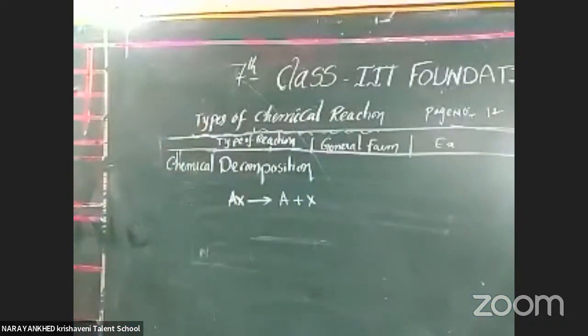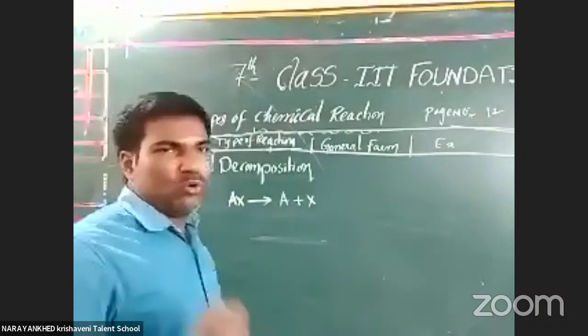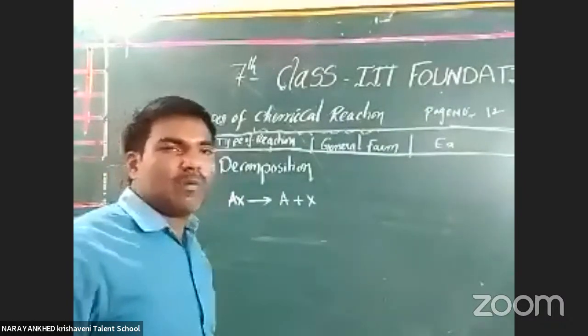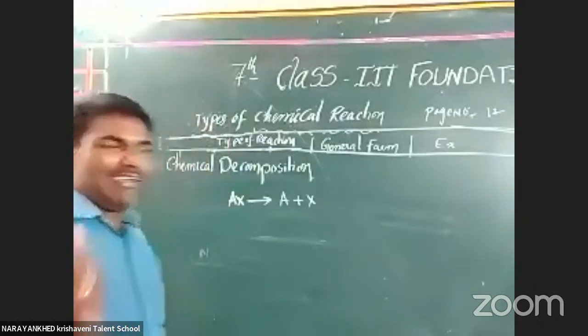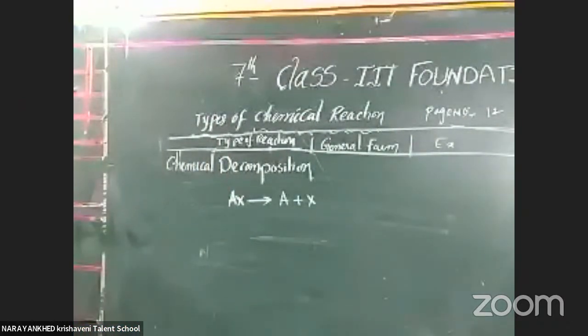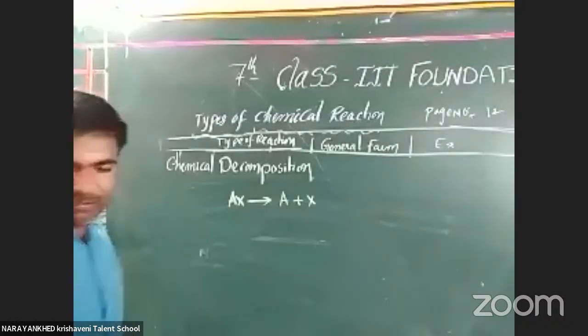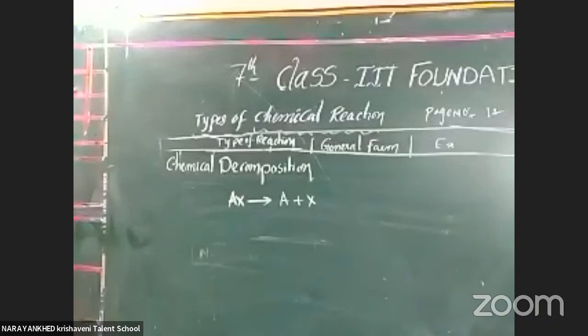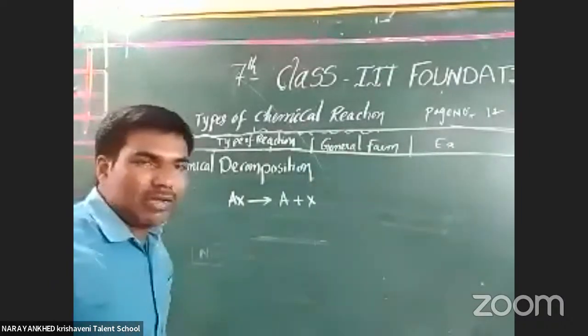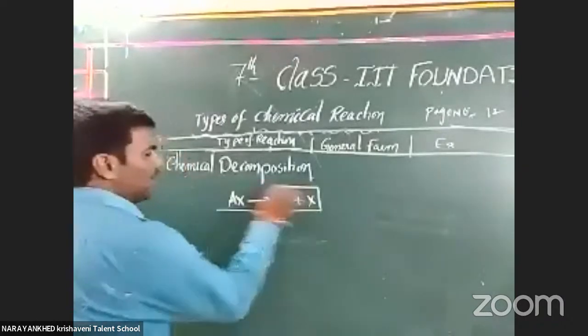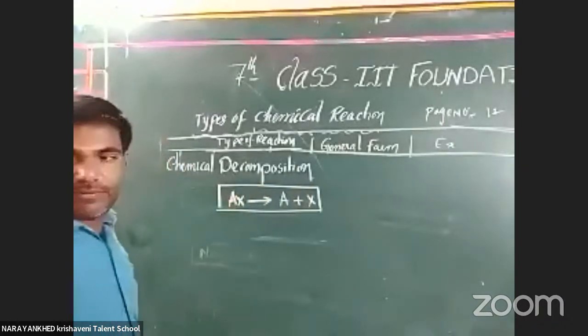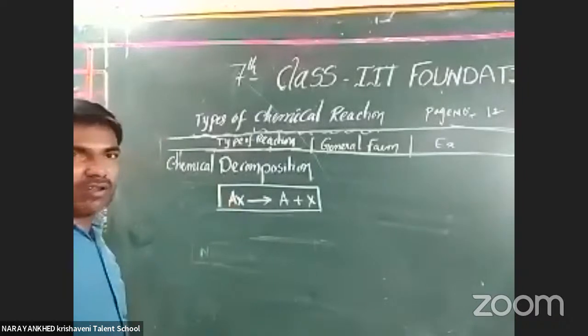One substance is formed into two substances. It is called what? Chemical decomposition. And why does it occur? Heat may be absorbed or heat may be emitted. That is only called chemical decomposition. Got it or not? This is only called a chemical decomposition. Yes, understood or not, all the students?